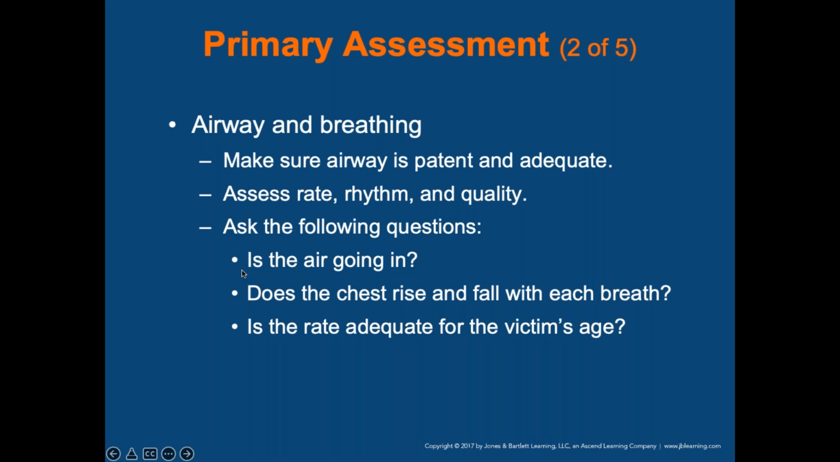As far as airway and breathing, make sure the airway is patent and breathing is adequate. We're going to assess rate, rhythm, and quality. If there's any question about the airway patency, it must be opened immediately using head tilt, chin lift, or jaw thrust maneuver. We're going to evaluate whether the patient's breathing is adequate, assessing the rate, again, rhythm, and quality, and ask yourself the following questions. Is air going in? Does the chest rise and fall with each breath? Is the rate adequate for the victim's age? So if they're 55 years old and they're breathing 40 times a minute, that's a problem. All right. Now, if they're an infant breathing 40 times a minute, that's okay.